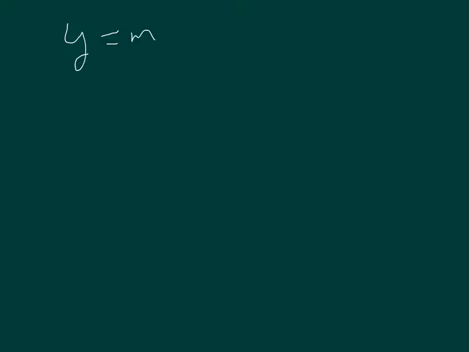It has the form y is equal to mx plus b. Okay? So you can imagine the m is the slope and the b is the y-intercept. So you could replace this with something like y is equal to 2x minus 3.